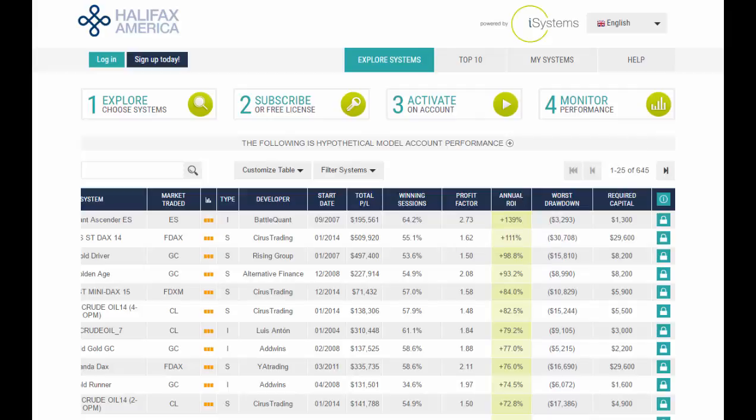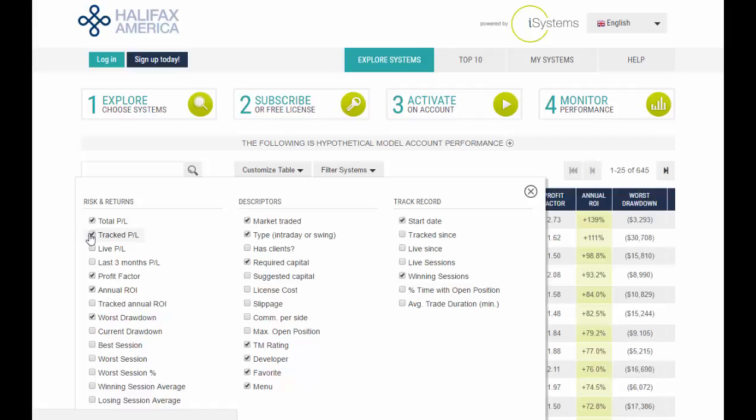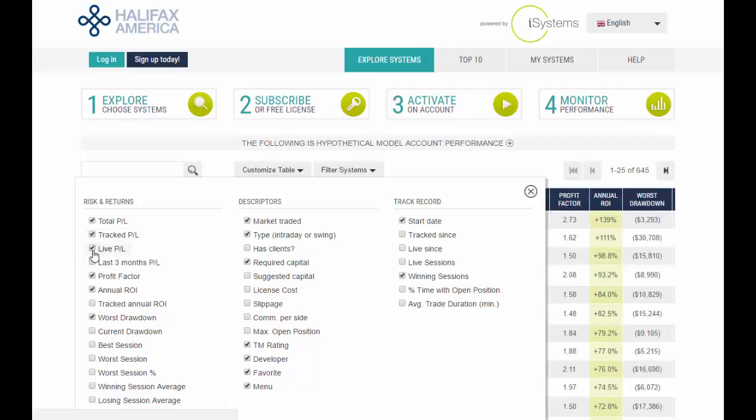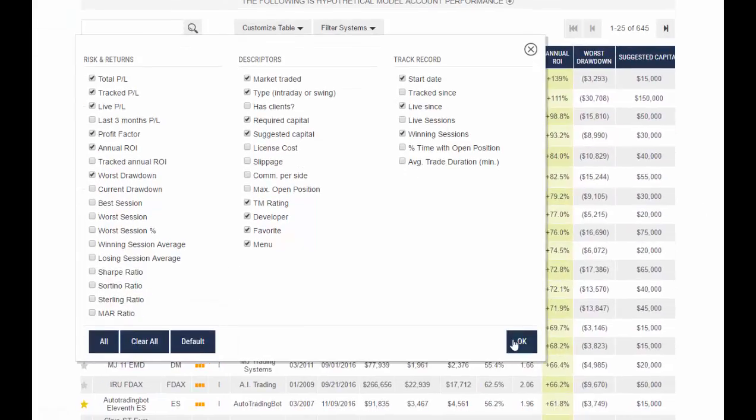Next, go to the Customize Table menu and select the following: Tracked P&L, Live P&L, Suggested Capital, and Live Since. Scroll down, click OK.